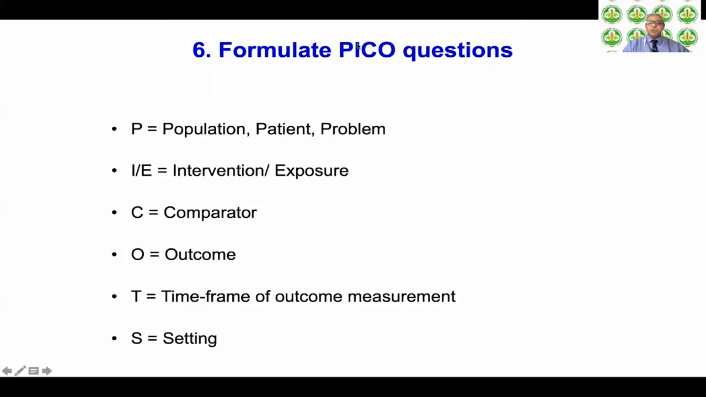And there is this famous PICO format, which stands for P for the population or the patient or the problem, I for interventions or exposures, C for what this is being compared against, and O for outcome. So this PICO is actually the brick on which everything in evidence-based healthcare is dependent.